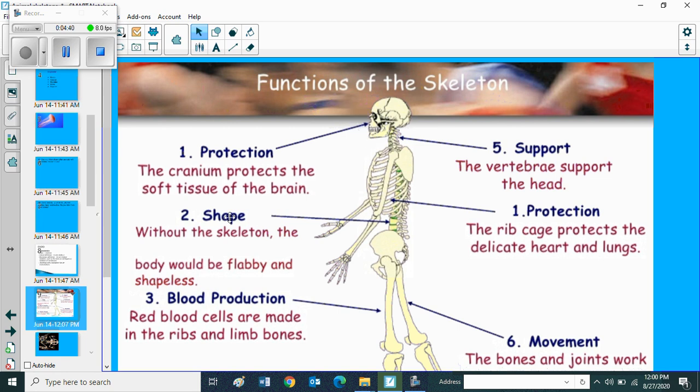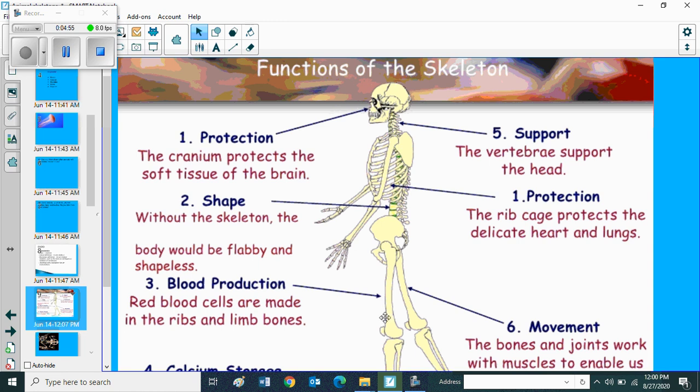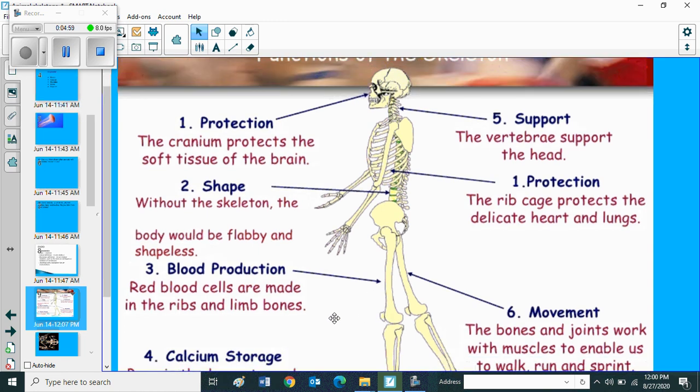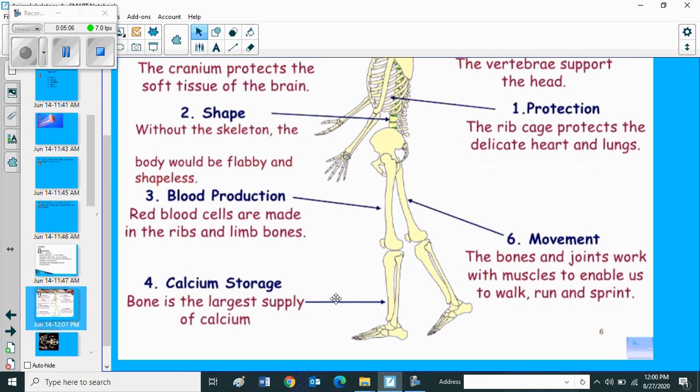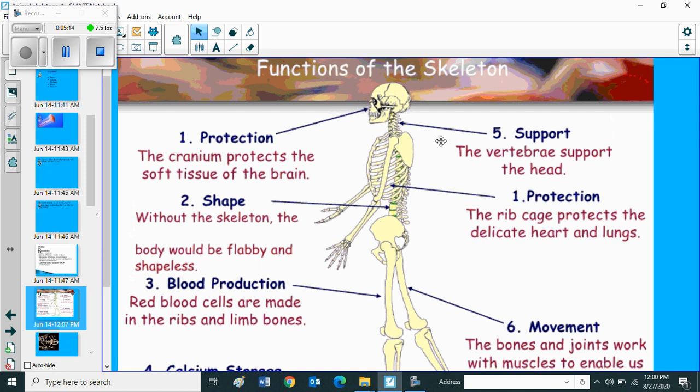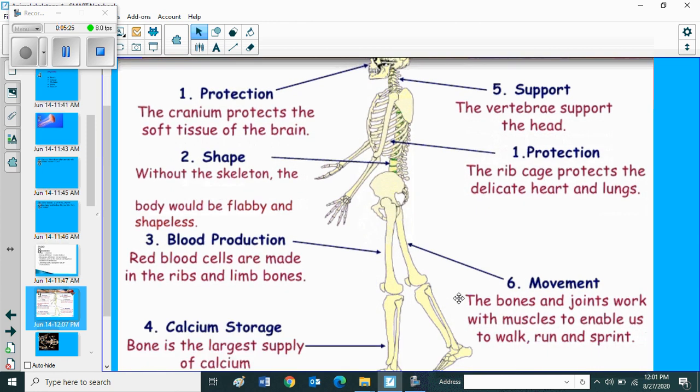First one is protection. The cranium protects the soft tissues of the brain. Second one, shape. Without the skeleton, the body would be flabby and shapeless. Third one, blood production. Red blood cells are made in the ribs and long bones. Then fourth one, calcium storage. Bone is the largest supply of calcium. Fifth one is support. The vertebrae support the head. Then protection. The rib cage protects the delicate heart and lungs. Movement. The bones and joints work with muscles to enable us to walk, run, and sprint.